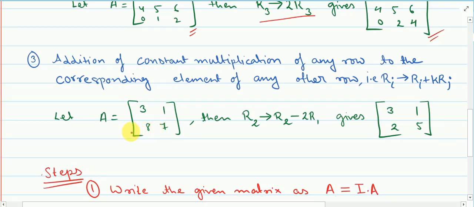Like here, this is my second row, and I can multiply the first row by 2, let's say. Or you can say I am multiplying the first row by -2, and then I will add it to the second row. So these things can be done. This is what the third transformation says, addition of a constant multiplication. This type of thing we have done in determinants also while using those properties.